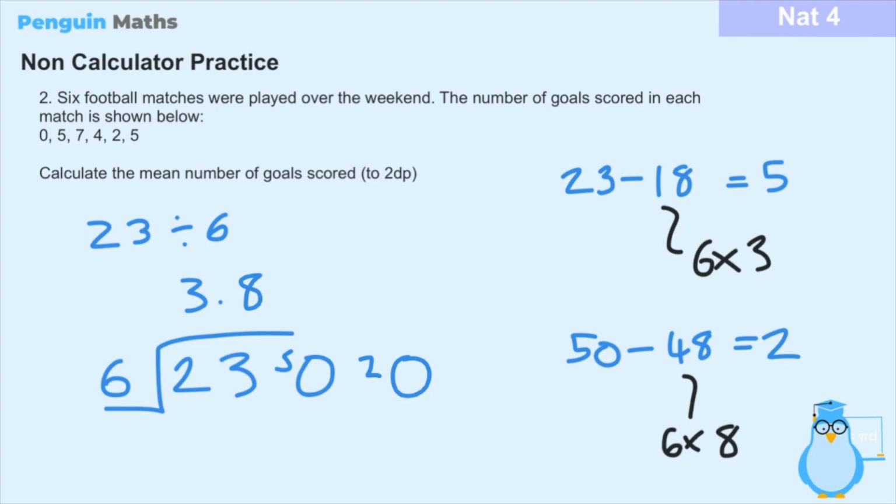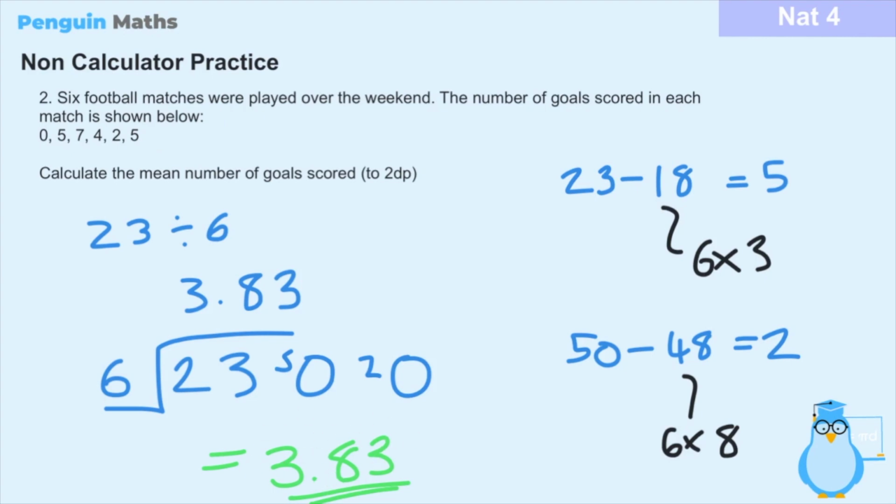And now for our final decimal place, we think, how many times does 6 go into 20? Well, we said that we have 6, 12, 18. 6 times 3 is 18, so our last decimal place is equal to 3. So our final answer for 23 divided by 6 is 3.83 to 2 decimal places. In other words, the average number of goals scored over the 6 football matches is 3.83 goals per game.